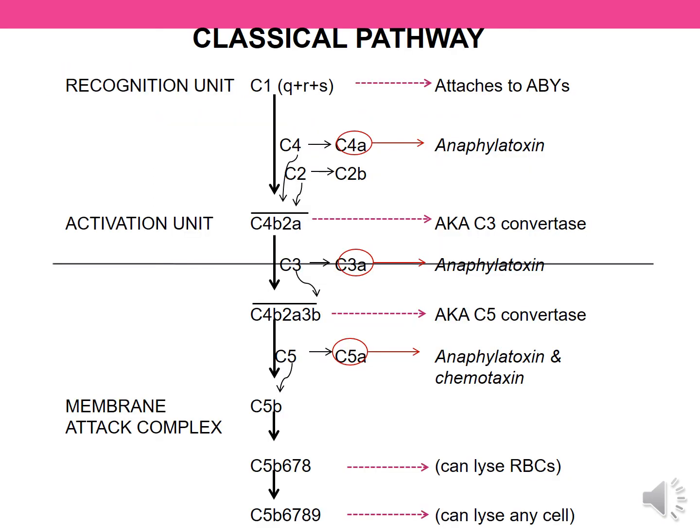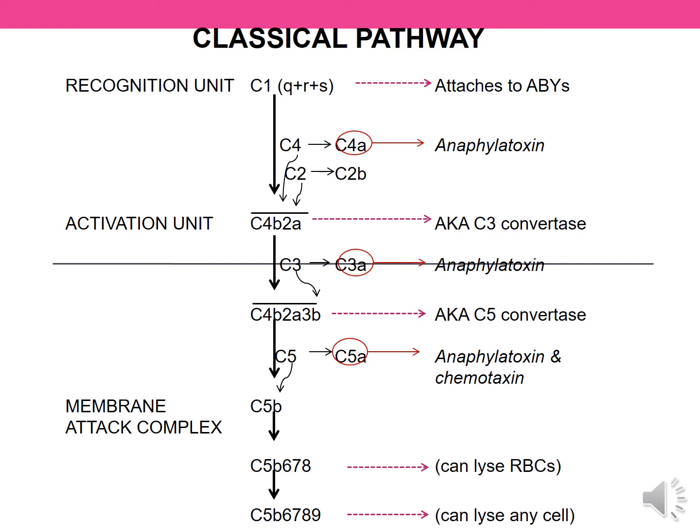So let's take a final look at our classical pathway. We have our recognition unit of C1, which will attach to the Fc portion of our antibodies. Then we will get into our activation unit. C4 will come floating by, and C1 will cleave C4 into C4a and C4b. C4a will diffuse away. C4b will bind to the target cell membrane.